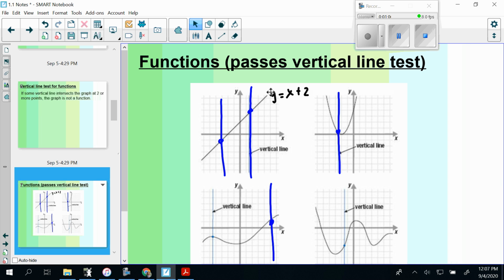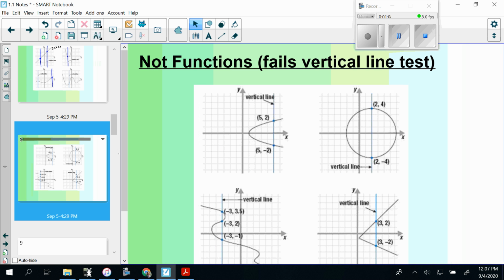Now let's compare that to some things that are not functions. This sideways parabola is not a function. This vertical line drawn here, you can see intersects twice. So that does not pass our test. It's a relationship, but not a function.